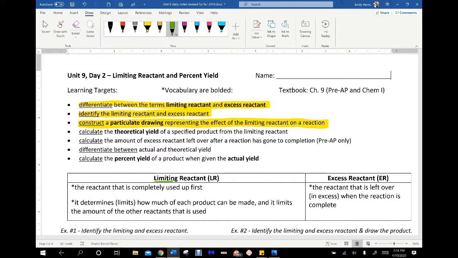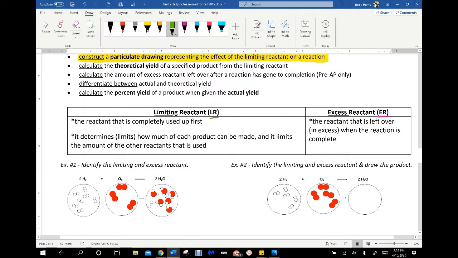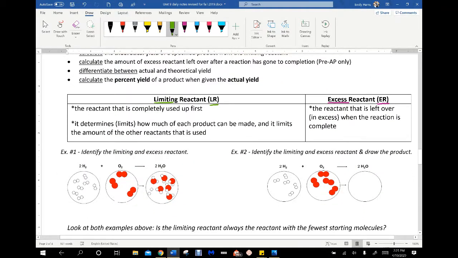Then on the flip side, you have the excess reactant. That's the reactant that's left over, or in excess, once the reaction is complete. Sometimes, just to save time, you'll see those abbreviated ER for excess reactant and LR for limiting reactant. So first, let's take a look at the particle drawing side of things and see if that gives us some insight into how this limiting and excess reactant stuff works.